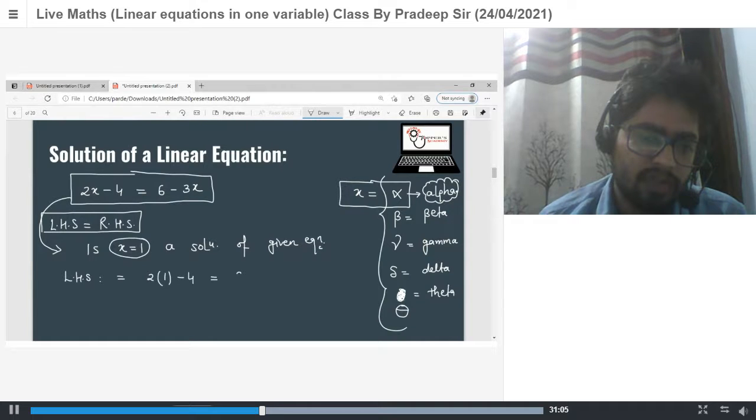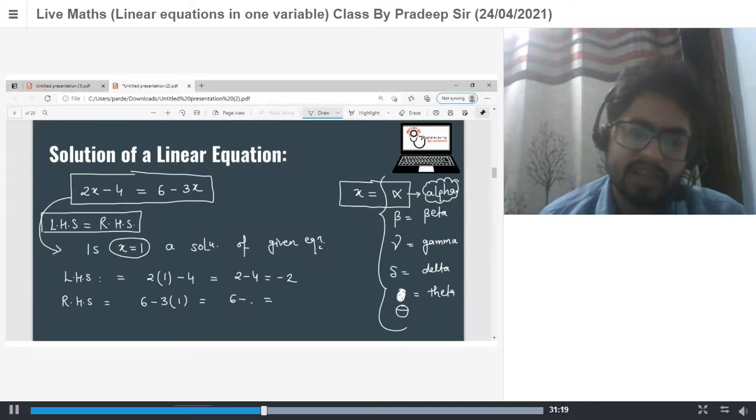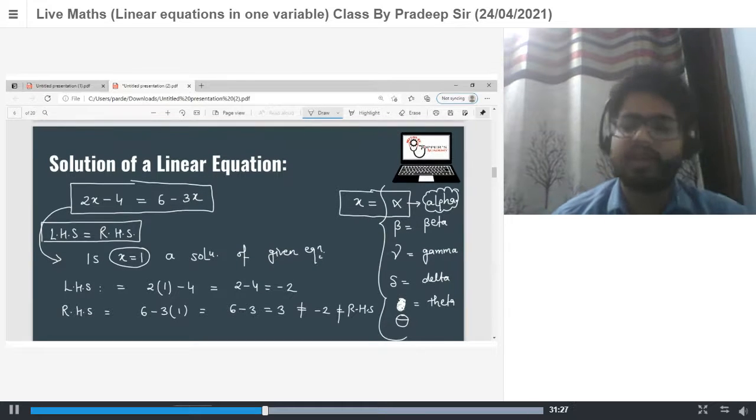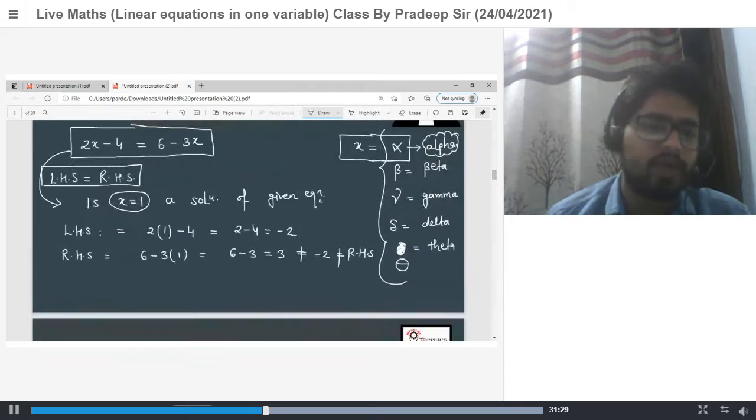And RHS will become 6 minus 3 into 1, which is 6 minus 3, which is equal to 3. And 3 is not equal to minus 2, so LHS is not equal to RHS. It means x equal to 1 is not a solution for the given linear equation.